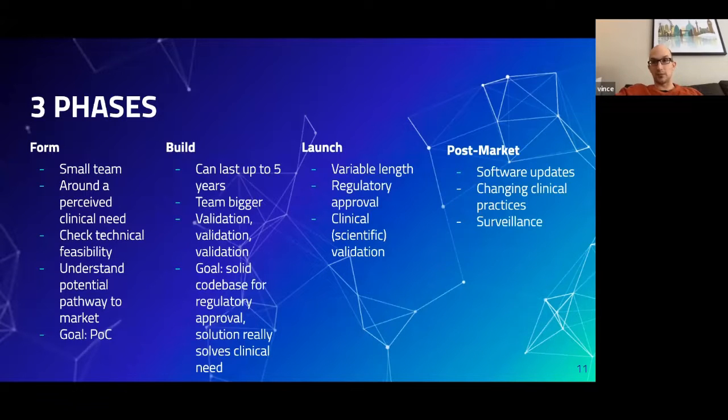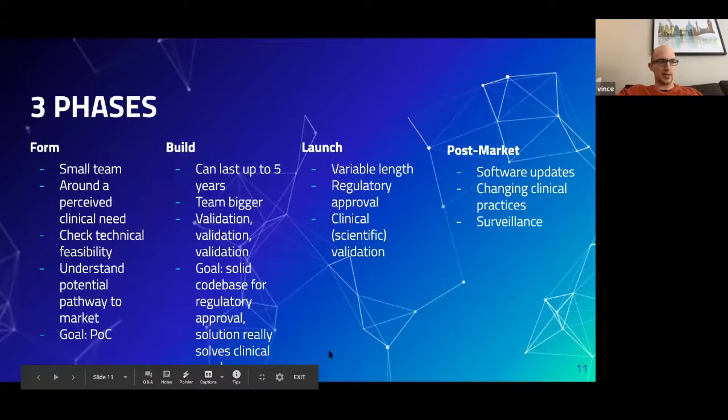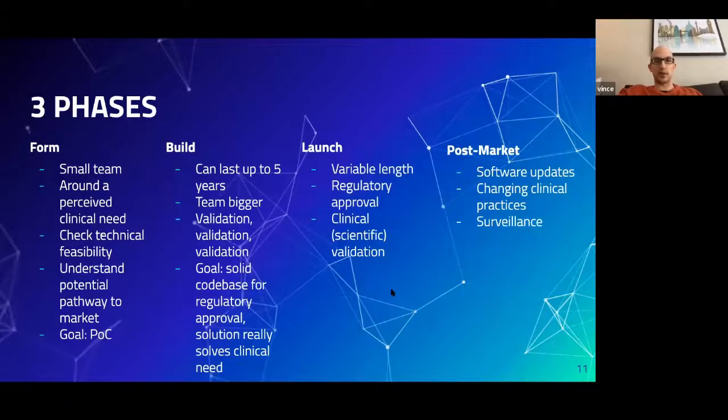In AI in healthcare, because we're in healthcare with clinical validation and regulation, the build phase can take a long time, up to 5 years. The team becomes bigger. We probably want to do validation, and a bit more validation. Really the goal here is to have a solid code base for the regulatory approval and a validated clinical need. With this, we go into the launch phase, which means you get regulation and your proof that everything works, so you have a product that you can sell. This is followed by the half phase, the post-market, with software updates, changing clinical practices and surveillance.